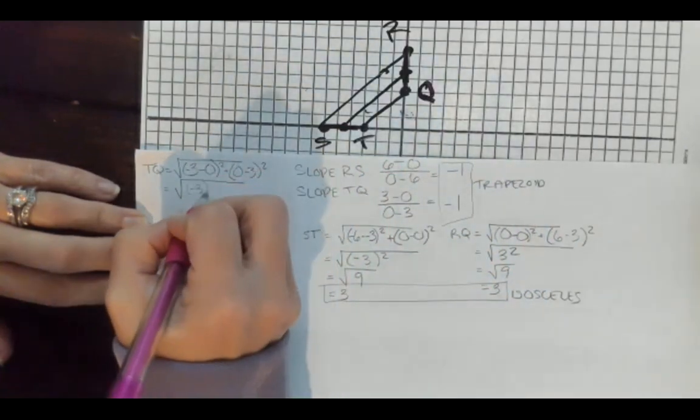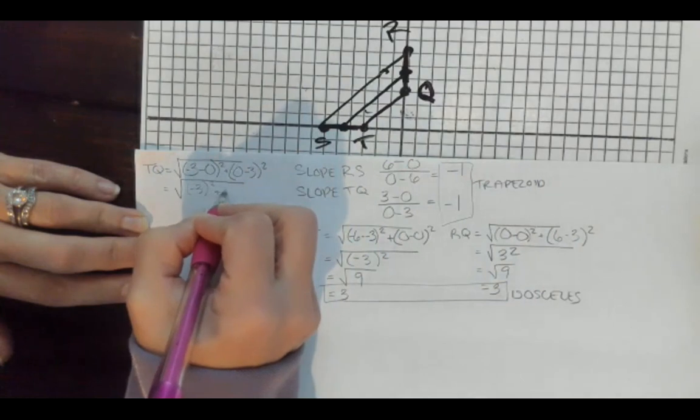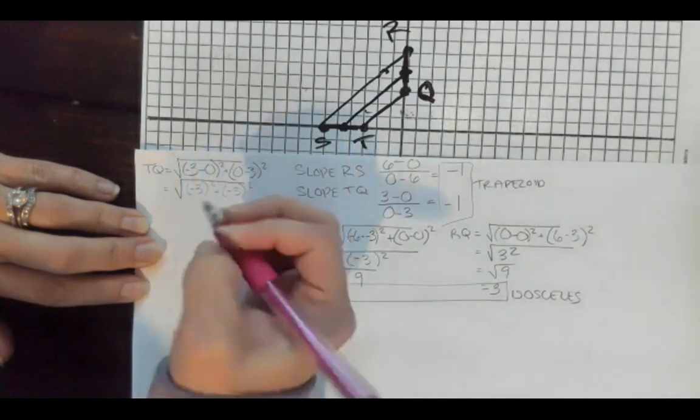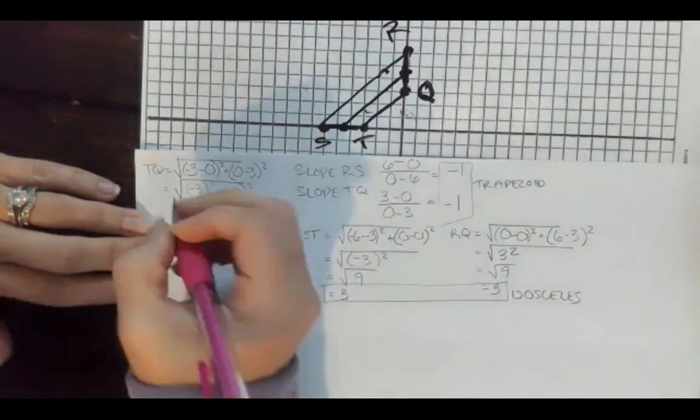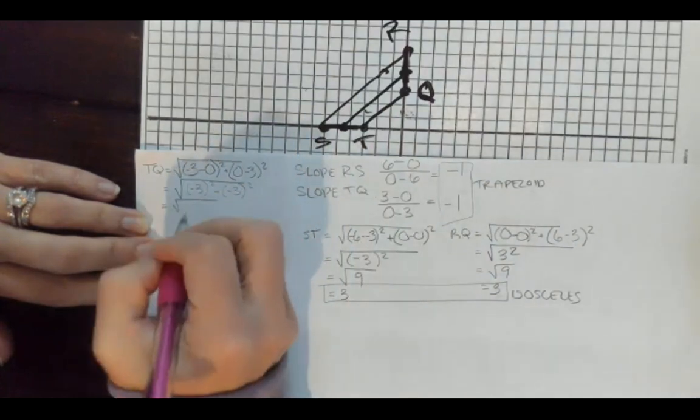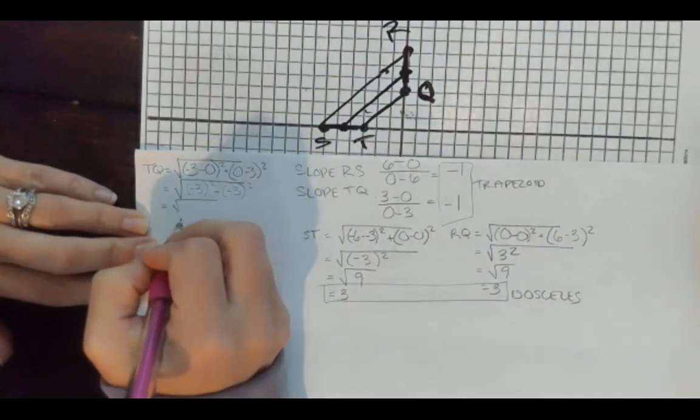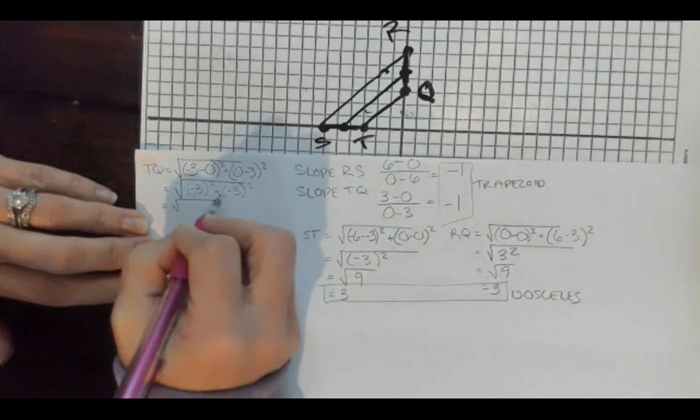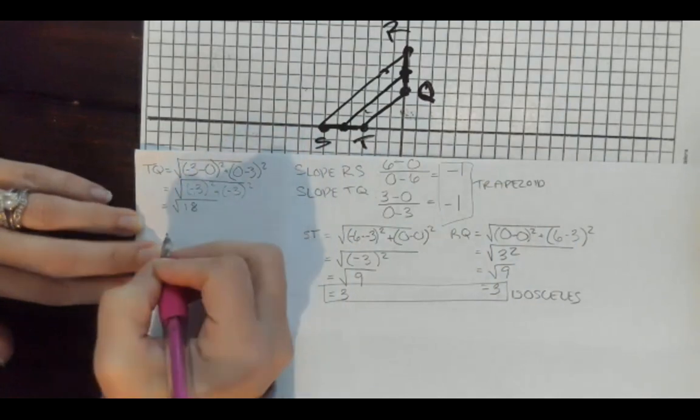So here we have negative 3 squared plus negative 3 squared. What happens when you square a negative? It's positive, right? So we have 9 plus 9. So we have the square root of 18.